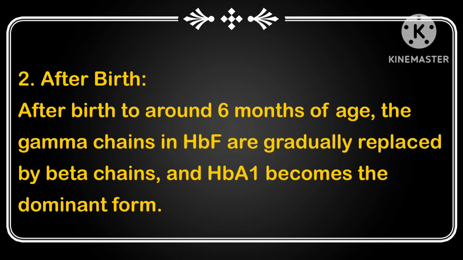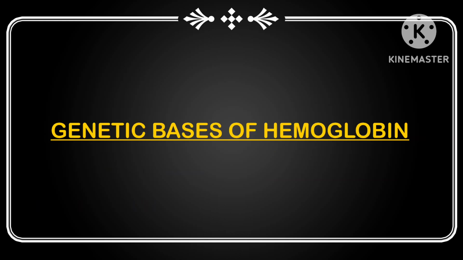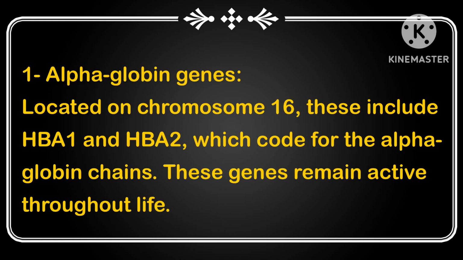After birth to around 6 months of age, the gamma chains in HbF are gradually replaced by beta chains, and HbA1 becomes the dominant form. Genetic basis of normal hemoglobin. Alpha globin genes. Located on chromosome 16, these include HbA1 and HbA2, which code for the alpha globin chains. These genes remain active throughout life.